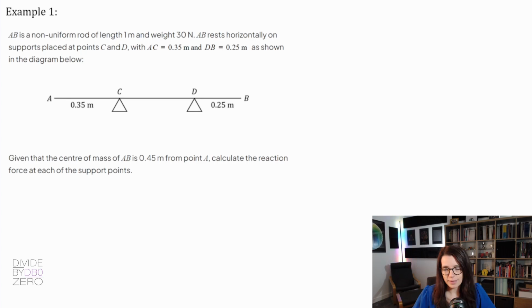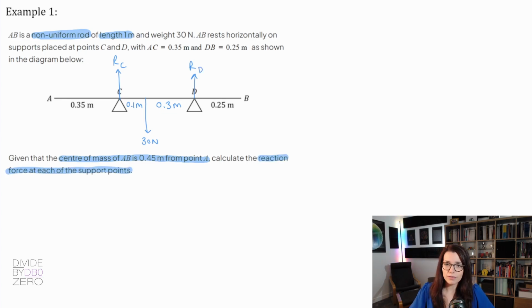Now, because it's a non-uniform rod, that means its mass is not going to act at the center. We're told the center of mass of AB is 0.45 meters from point A. So I'll put that on the diagram first. 0.45 away from A, so that's an additional 0.1 meters here. We know the length of the rod is 1 meter in total, so that means this length here must be 0.3 meters. I'll then also label on the reaction forces, reaction at C, reaction at D, and that's what we're trying to find in this question.